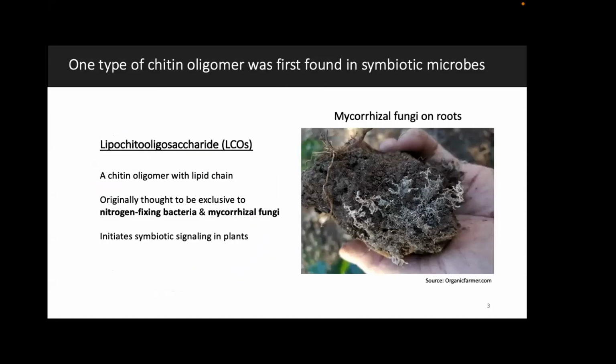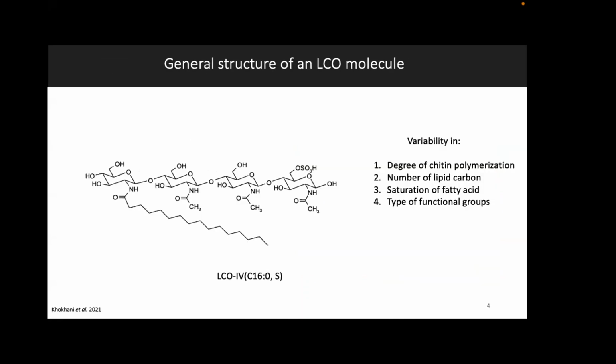And what makes these really cool molecules is that we used to think that they were just exclusively made by symbiotic microbes. So the idea was that these microbes would secrete this molecule into the soil and basically have a chemical exchange with their symbiotic plant partner, initiate some sort of plant response. So in the example to the right, we're looking at mycorrhizal fungi colonizing the roots of a plant host.